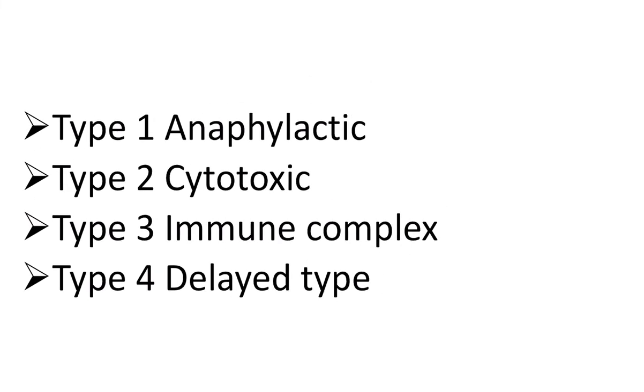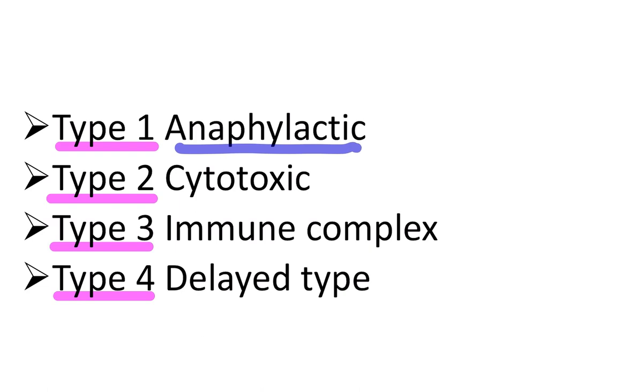And here we can see the different types of hypersensitivity. First of all, type 1, then type 2, type 3, and type 4. Type 1 is the anaphylactic. That means in type 1, an anaphylactic reaction occurs, where histamine, serotonin, and other substances are released from the mast cell.